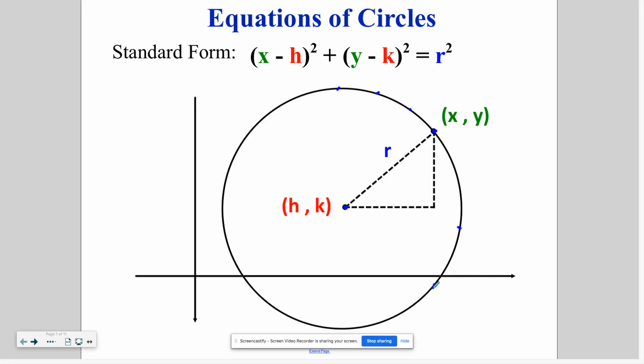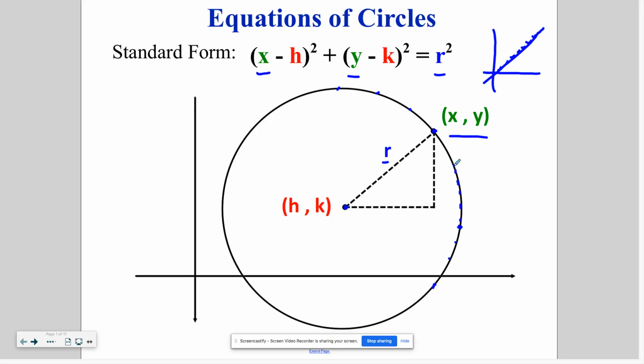So this works for all x's and all y's. Hence, you get an equation that has x and y in it. Now, h and k are going to be constants. They are numbers that are not variables. They don't change. The r, the radius of the circle, is going to be a constant as well. That's a number that's not going to change. But the x and the y, those are variables. Just like when you have a linear equation, you have your x and your y, and you plot an infinite number of points to make a line. Well, we're going to do the same thing. We're going to plot an infinite number of points to make a circle.